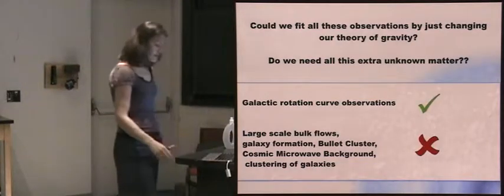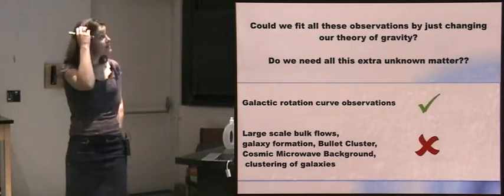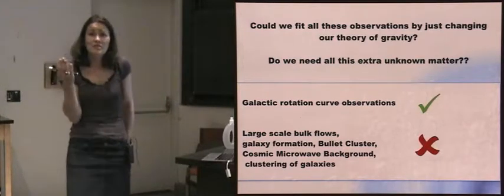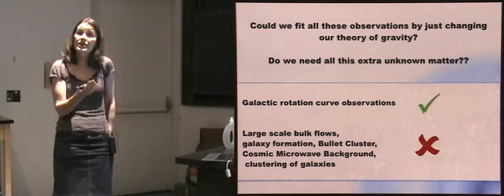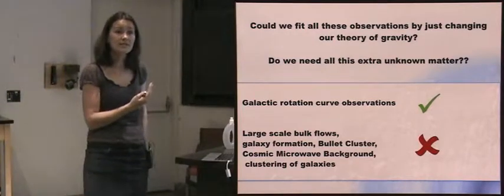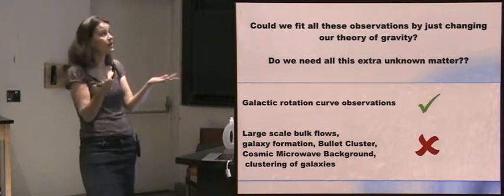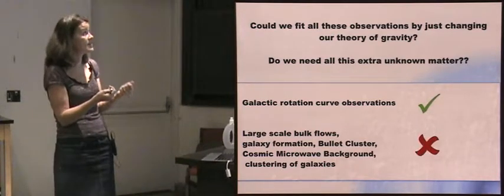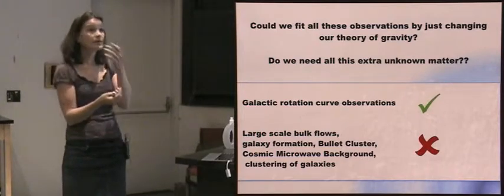Okay, so we still need to ask ourselves questions: can't we just fiddle these observations by maybe modifying our theory of gravity? Do we really have to turn to an unknown component and just say, oh, well, it's another particle, and we don't know? Maybe our theory of gravity is wrong. Maybe we need to do some alterations there. And people have looked at this, okay?